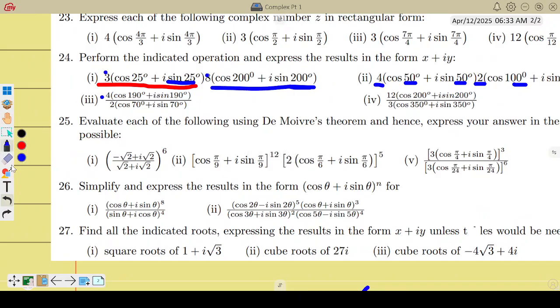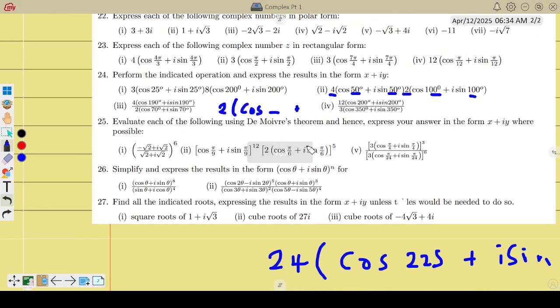So I'm just guiding how to answer these, but if you still want to be sure, you can let me know. Yeah, so 4 divided by 2 is 2. And since we're dividing, it simply means cos(190 minus 70) plus i sin(190 minus 70), you also write. That's what you do here too. 12 divided by 3 is 4. And then you subtract 200 minus 350. Yeah, so at least I've mentioned it there.